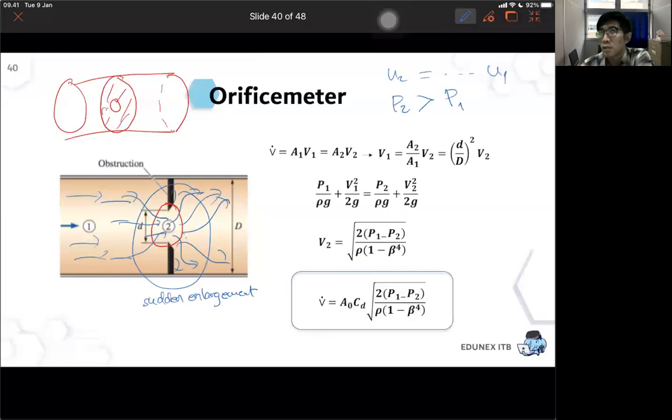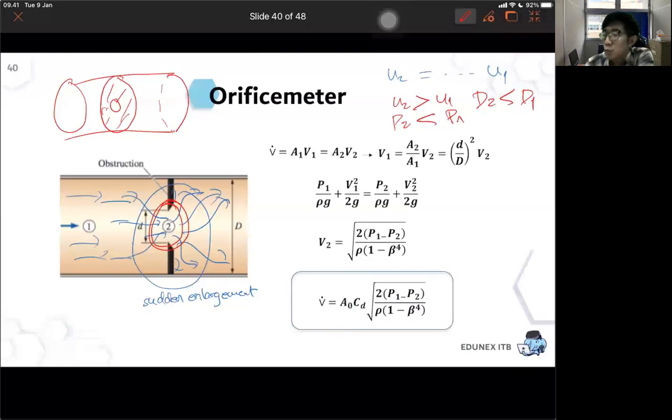Sorry, the pressure will be, if you have smaller diameters, I need to correct. If you have smaller diameters, then U2 will be higher or lower? Higher, and then the pressure will be lower, right? If you have this one, P2 is the orifice diameter.